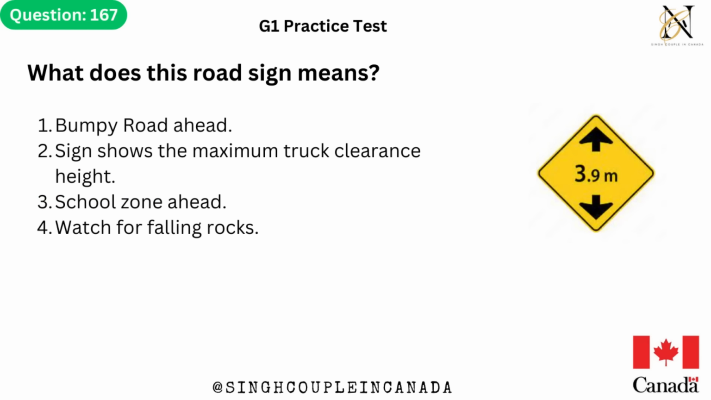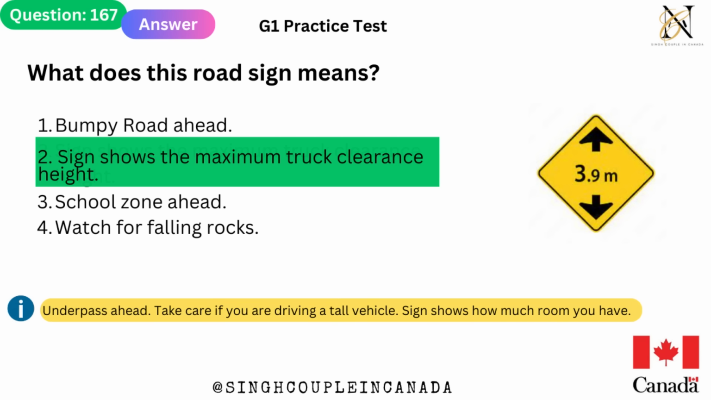What does this road sign mean? 1. Bumpy road ahead. 2. Sign shows the maximum truck clearance height. 3. School zone ahead. 4. Watch for falling rocks. The answer is 2. Sign shows the maximum truck clearance height. Underpass ahead. Take care if you are driving a tall vehicle. Sign shows how much room you have.